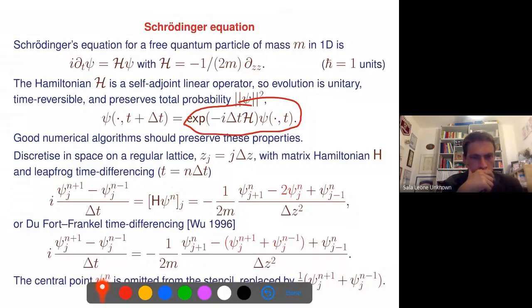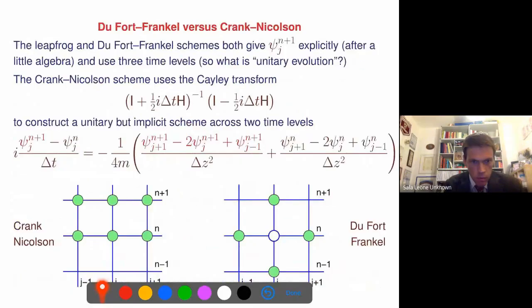So instead, we could do this Fort-Frankel version by Wu 1996. So we take the center point, the psi nj, and we replace it with the average one time level forwards and back. So that gives us this stencil here on the right, where we've got 3 time levels, n+1, n-1, 4 points, and we miss out what seems like the obvious point in the middle.